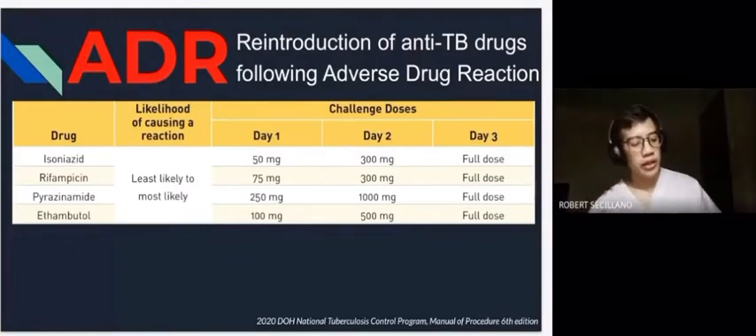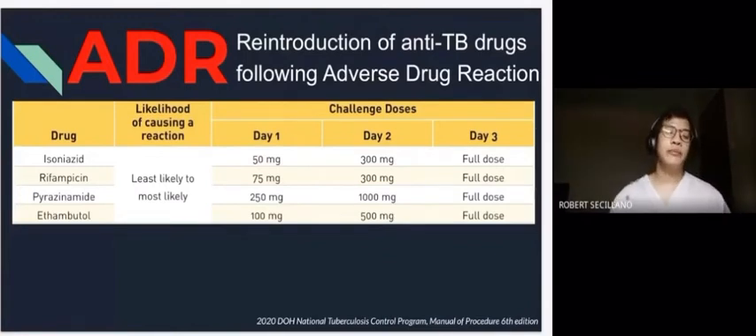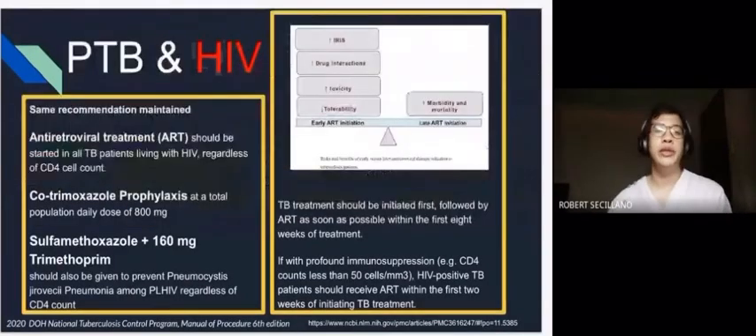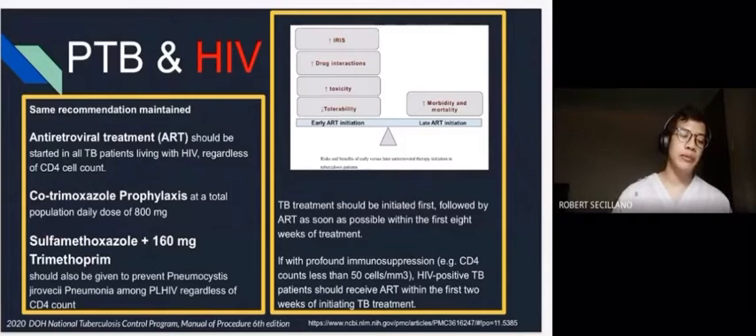Okay, next. How do we treat PTB in patients living with HIV? It follows the same recommendation, but antiretroviral treatment, or ART, should be started in all TB patients living with HIV, regardless of CD4 cell count. Also, cotrimoxazole prophylaxis should be given at 80 milligrams to prevent opportunistic bacteria. Also, sulfamethoxazole plus 160 milligrams trimethoprim should be given to prevent pneumocystis jirovecii pneumonia among patients living with HIV, regardless of CD4 count.